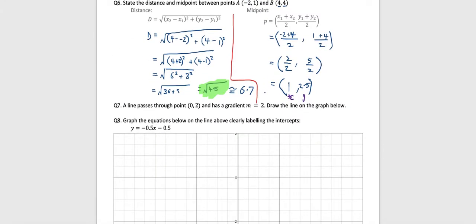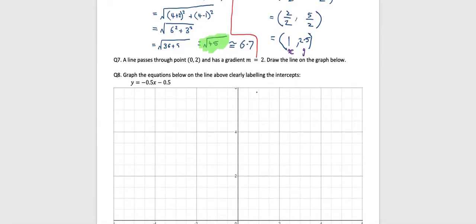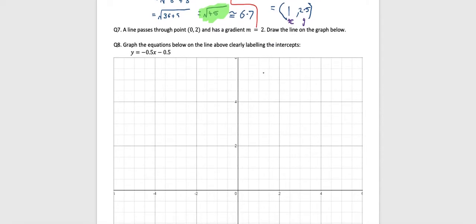Now, going onwards, question 7. A line passes through point (0, 2) and has a gradient of m equals 2. Draw the line on the graph. So notice I've got two different pieces of information. It passes through point (0, 2) and m equals 2. So it's similar to the first question, but slightly different in that rather than giving us a second point, it just gives us the gradient. But we can still do this.